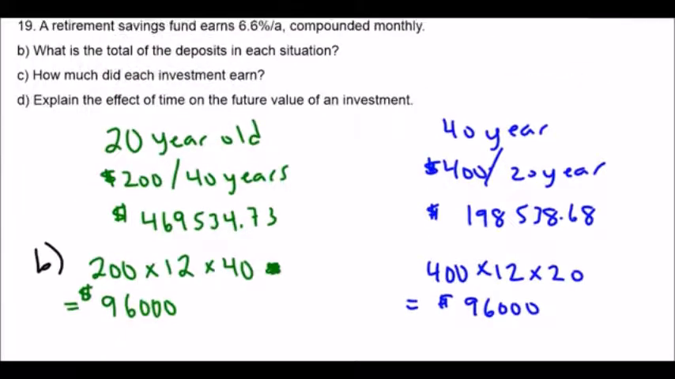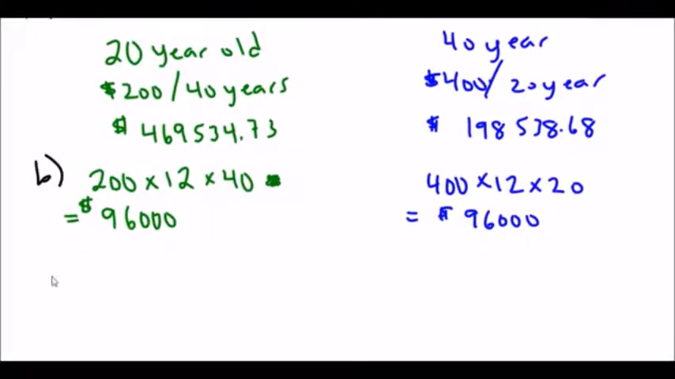What does part C say? How much did each investment earn? So here we go. This is just reinforcing the idea that the first person, who had a total of $469,534.73 and only deposited $96,000, earned a total of $373,534.73 in interest. So it's kind of nice to make money just because you didn't touch your money. This person obviously earned a lot less interest.